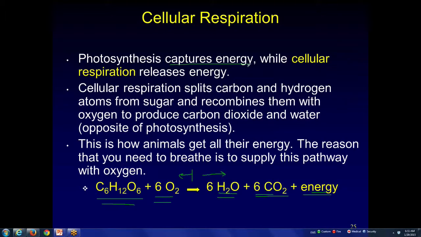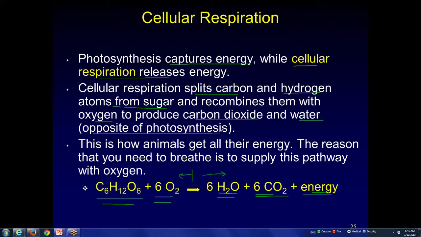So photosynthesis captures energy, cellular respiration releases it. Okay, so in photosynthesis, we're packaging the energy, and in cellular respiration, we're opening up the present. So cellular respiration splits the carbon and hydrogen atoms from the sugar, recombines them with oxygen to produce CO2 as a waste gas and water. So as we perform cellular respiration, we are producing CO2. That's why you're exhaling and getting rid of it. And water is also coming out as you exhale, and a lot of that water was produced in cellular respiration.